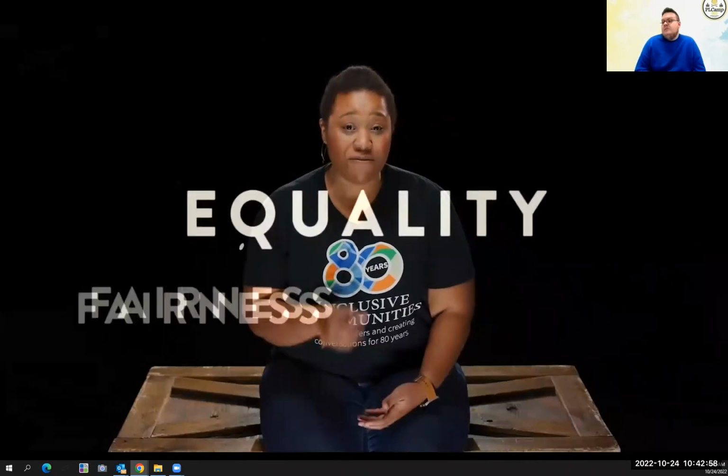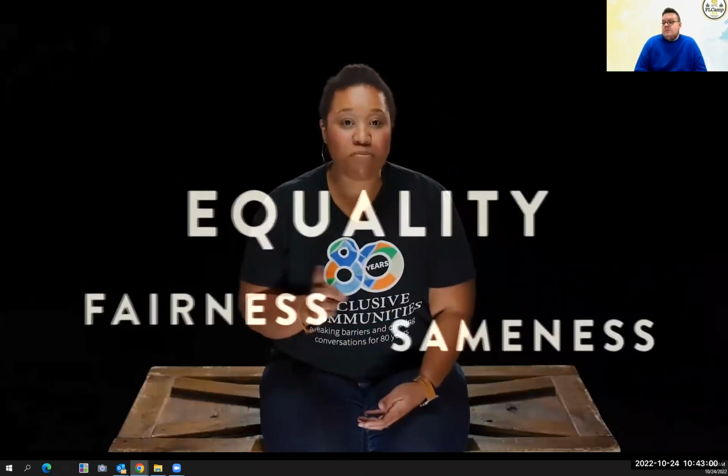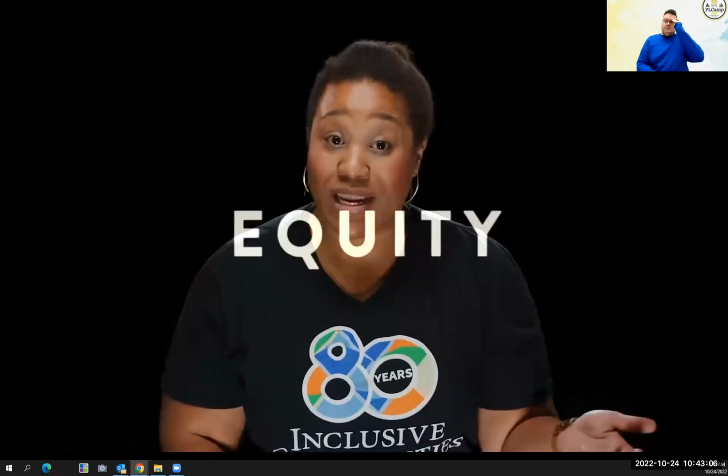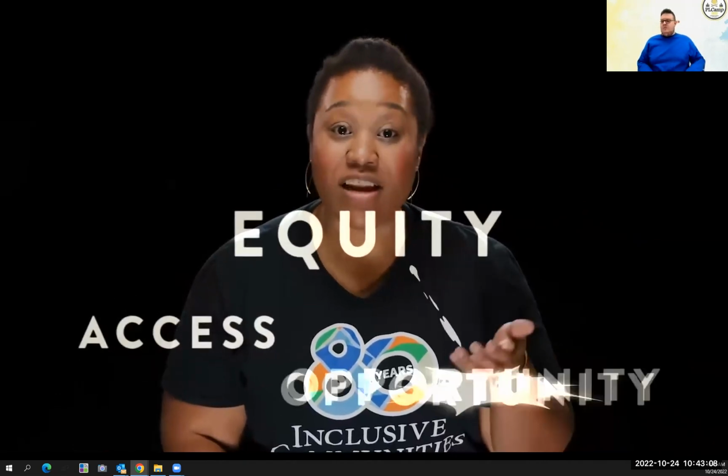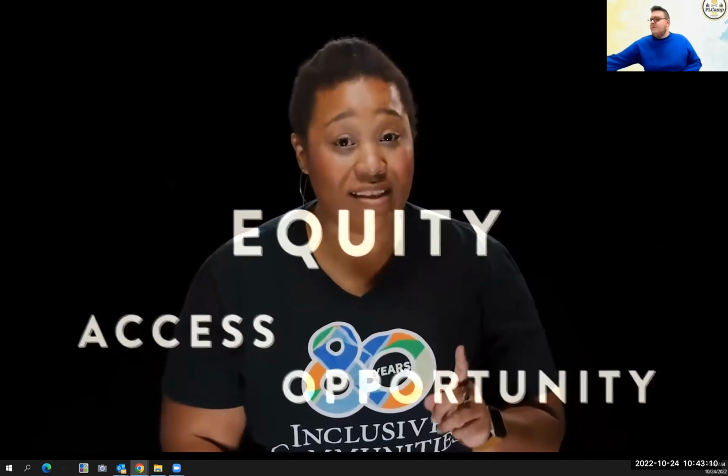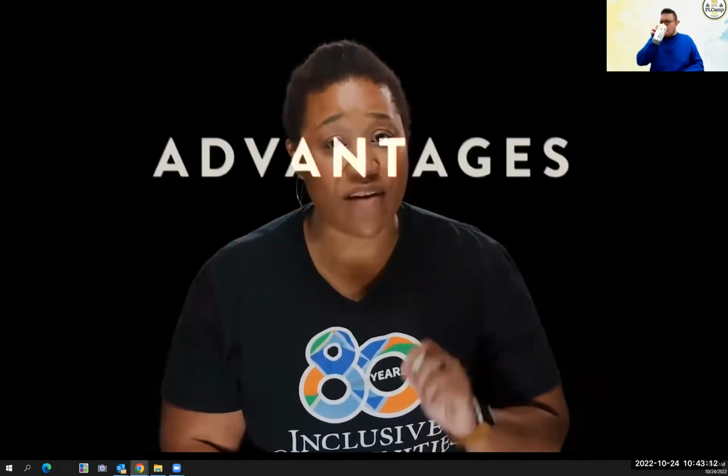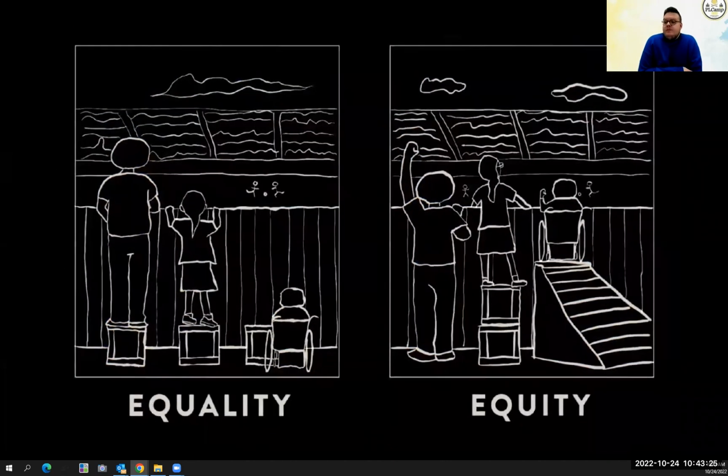Equality is often equated to fairness and sameness, and is based in the misconception that we all have the same needs and the same solution will work for everyone. Equity is based in access and opportunity, with the understanding that we each start with different advantages and disadvantages, and thus have different needs to attain access and opportunity. To understand equity, we have to compare it to equality. Now, I love this equity versus equality graphic, as it's the best explanation of the difference between the two.